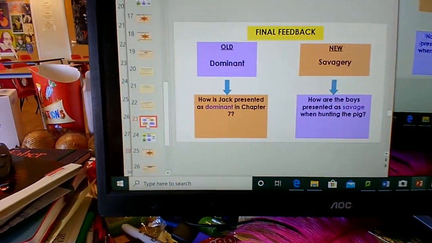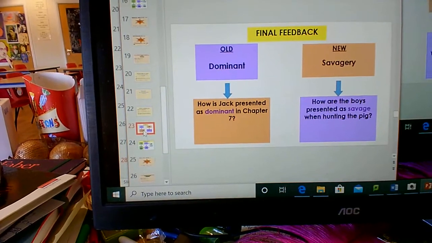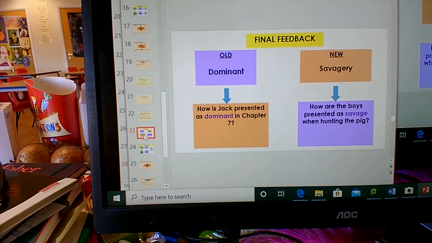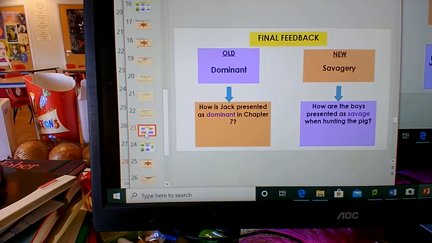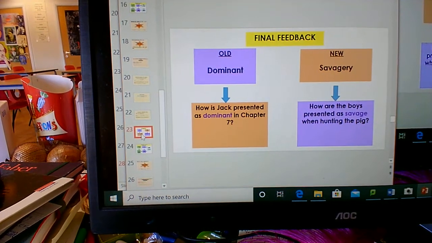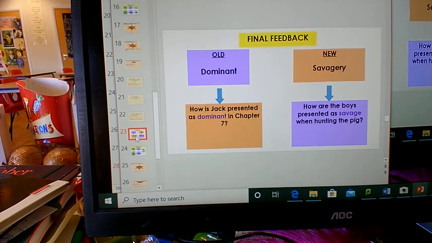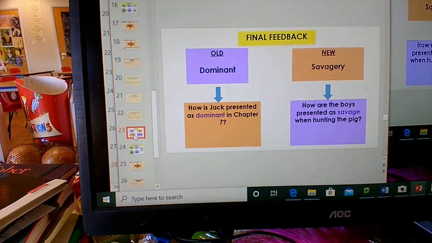And then finally, we're just going to go back. Sorry, hopefully all this movement's not making you feel too seasick. So we're going to look again at some of our vocabulary from the start of the lesson, this idea of dominant. How is Jack presented as dominant in chapter 7? And then savagery. How are the boys presented as savage when they're hunting this pig?